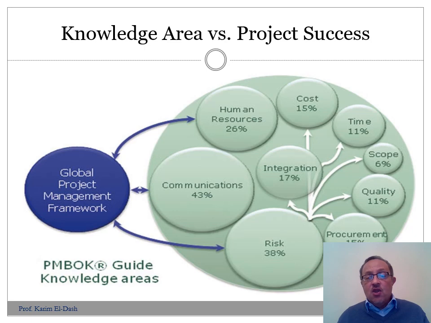After that, we can see human resource, the integration between the different items that we have in the project, procurement management, and cost comes at the sixth position. From my perspective, I think cost is much more than 15%. However, that's the opinion of the people who participated in that questionnaire.